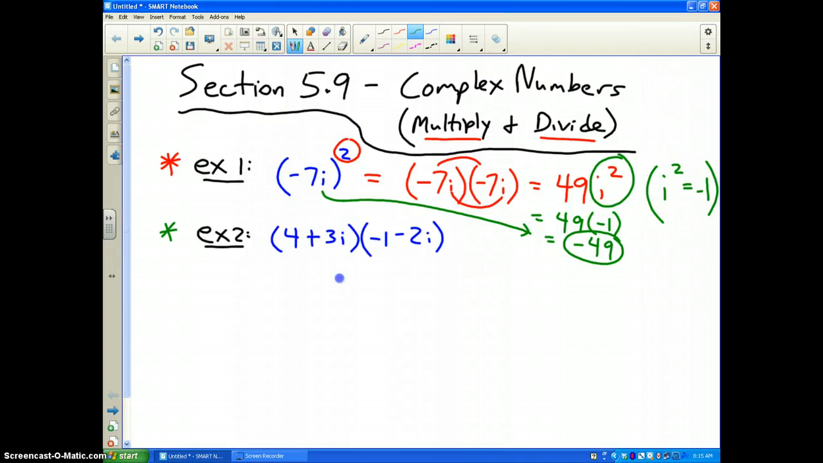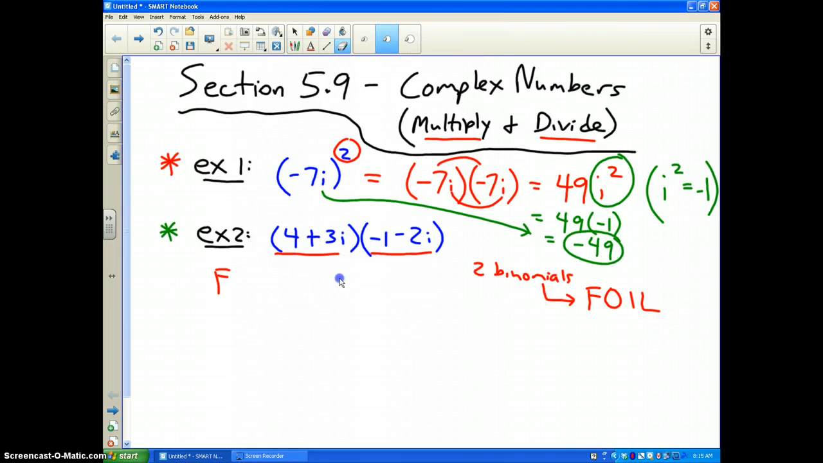Now, example number 2. 4 plus 3i times negative 1 minus 2i. This looks very similar to something we have done in the past where you multiply two binomials together. These are two binomials. And you learned that in order to multiply two binomials, you have to use the word FOIL. And you do the same thing with imaginary or complex numbers. So I'm just going to write out F-O-I and L, and I'm going to multiply the stuff together.